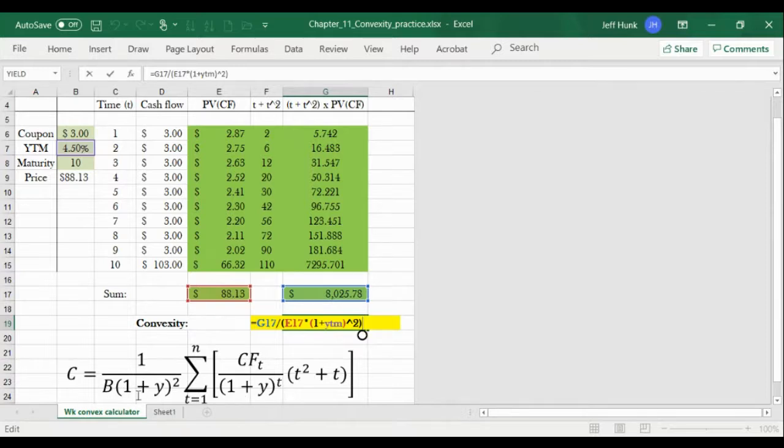And since this is the denominator, bond price times 1 plus y squared, right? Bond price times 1 plus y squared, and then the whole thing, this term is all captured in here, right? That's basically present value of cash flow times t squared plus t. That's all captured here. So that thing is being divided by this, okay? So this is basically a convexity calculation example.